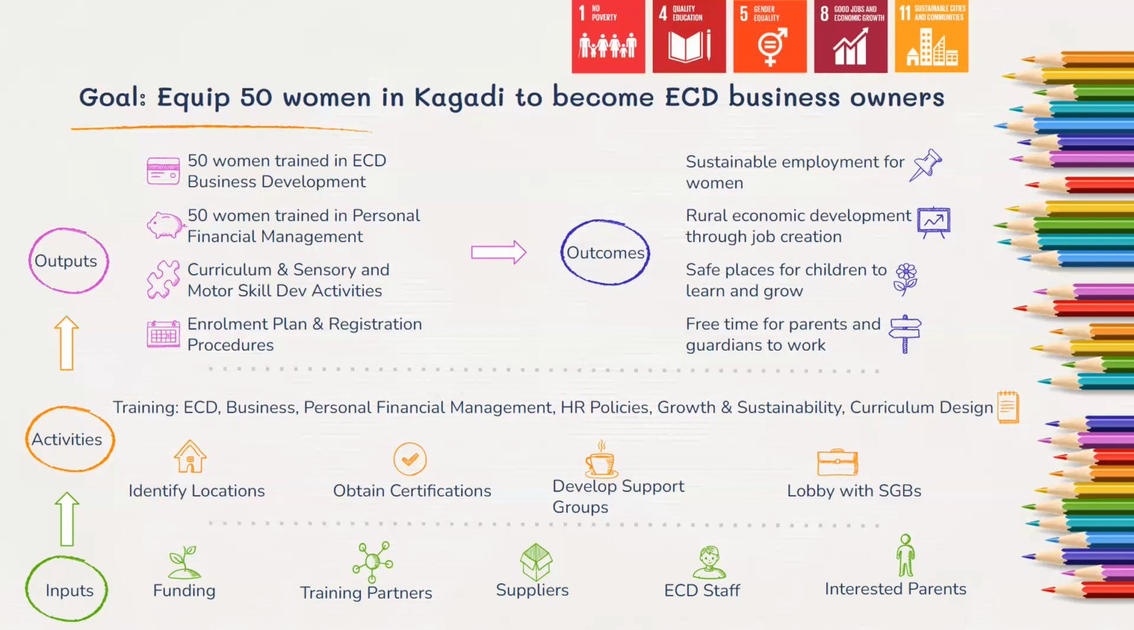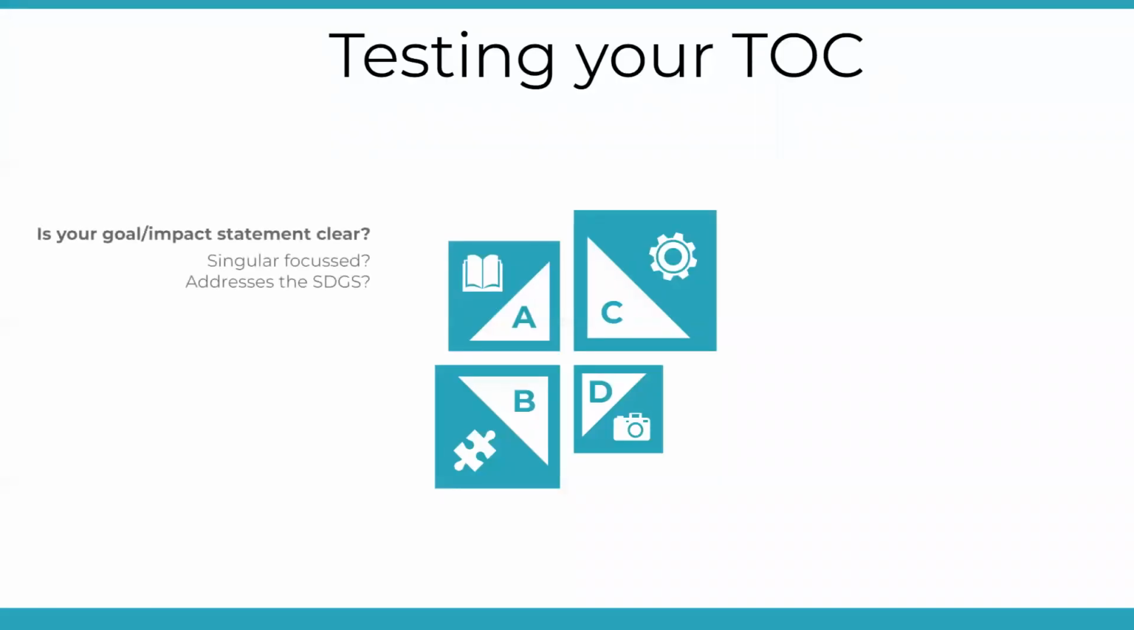Now, let's talk about how to test this theory of change. As you might have guessed, this is not an exhaustive example. So how do we test if our theory of change holds? First of all, we need to ask ourselves, is the goal clear? If you have a singular focused goal, that is gold. That's really, really good for harnessing your efforts in one direction. You need to ask yourself if you have addressed the SDGs to think about what impact you are making.